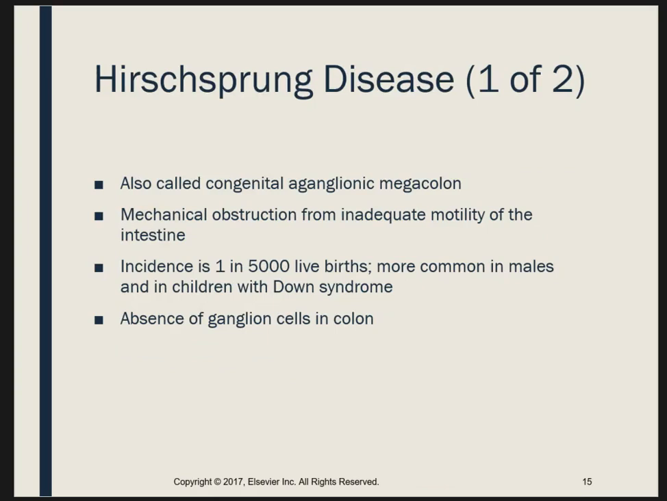So, Hirschsprung's disease, I said we're going to talk about that a little bit more. If you've never heard of this, it's also called congenital aganglionic megacolon. And it actually accounts for about 1/4 of all neonatal intestinal obstructions. And it is a mechanical obstruction from the inability of the intestines to move things appropriately. It is more common in males, also more common in kiddos with Down syndrome.